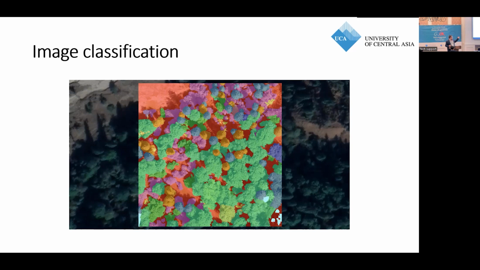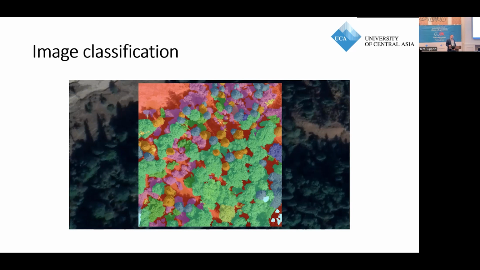So this is how precisely we can map trees in the forest. With this information, we can calculate the area of each tree. And from that, we can calculate the percentage of each species in the forest in this area.